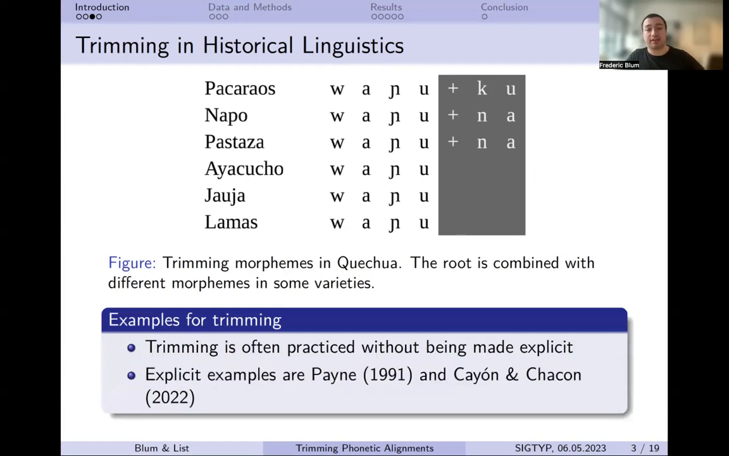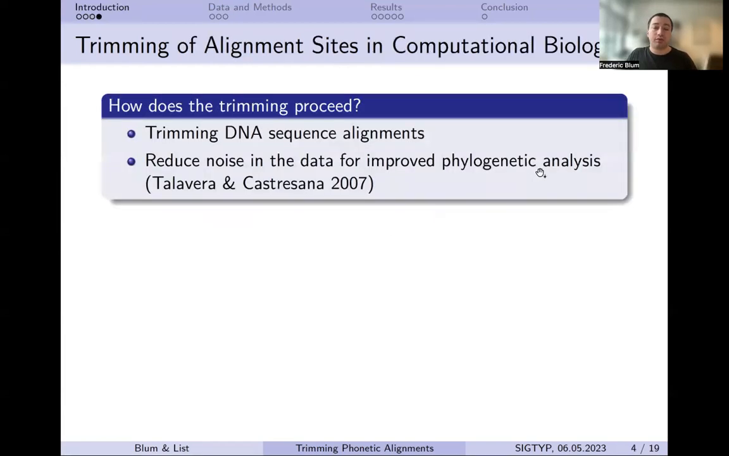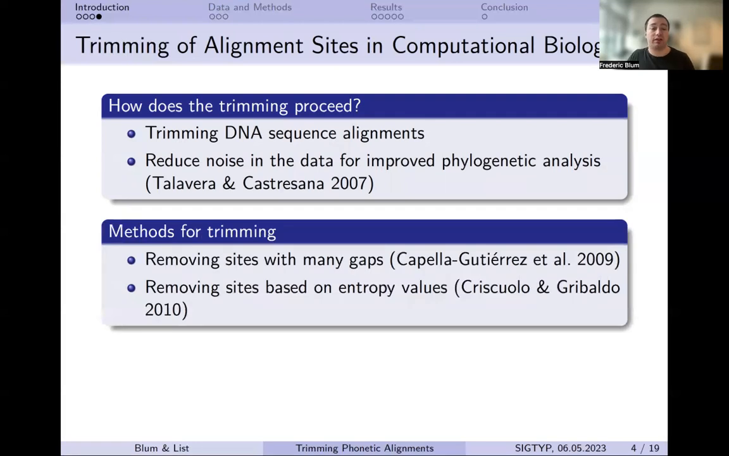Trimming in historical linguistics is often practiced in reality, but it's usually not made explicit. One of the very few examples that are explicit about this are given here on the slide from Payne 91 and Kayon and Chacon last year. We transfer the trimming of alignment sites from computational biology, where the trimming of DNA sequence alignments is commonly done in order to reduce the noise in the data for improved phylogenetic analysis. Among the methods are tools that remove alignment sites based on the amount of gaps that are in there or based on entropy values of the alignment site.